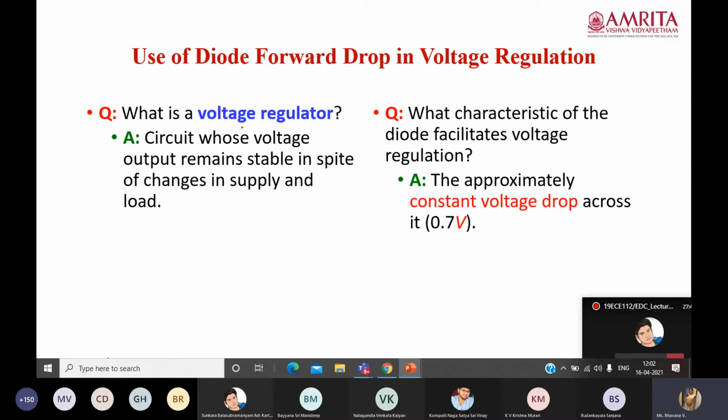So here, till how much voltage approximately can you regulate? 0.7 volt. So approximately the constant voltage drop across the diode, which is 0.7 volt. Till that you can do the regulation. My another question, can you try to answer? If you want to regulate voltages greater than 0.7 volt, what will you do? How can we regulate voltages greater than 0.7 volt using this diode model only?